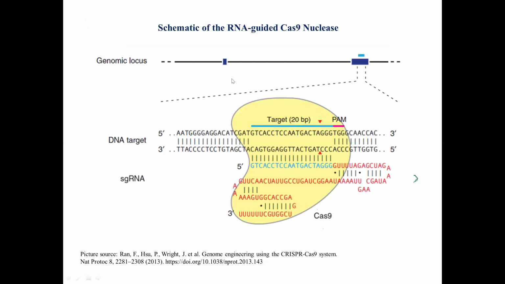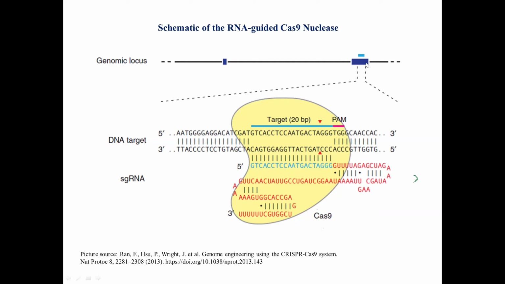So here you can see the genomic locus, and this is where your target sequence is, right? When I'm designing my guide RNA, I have to first look at the sequence which I'm going to target. So I have to identify a unique sequence in my target gene.